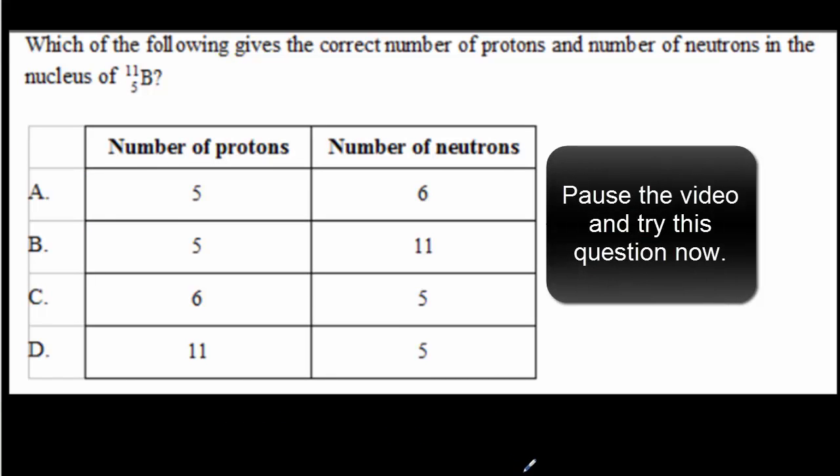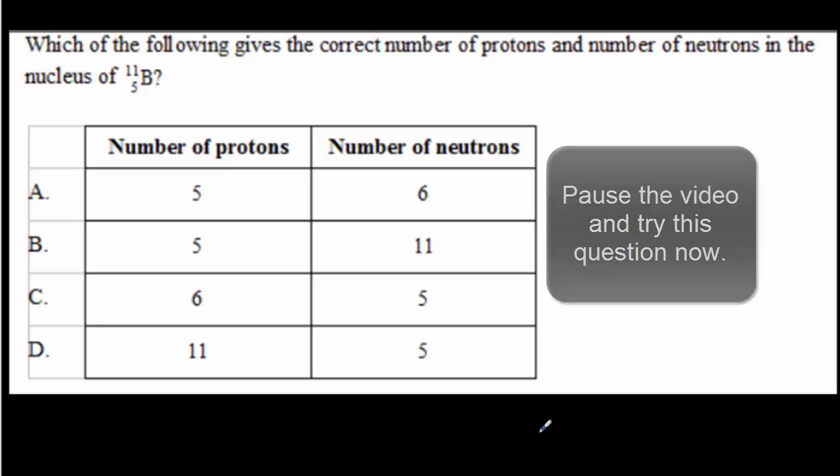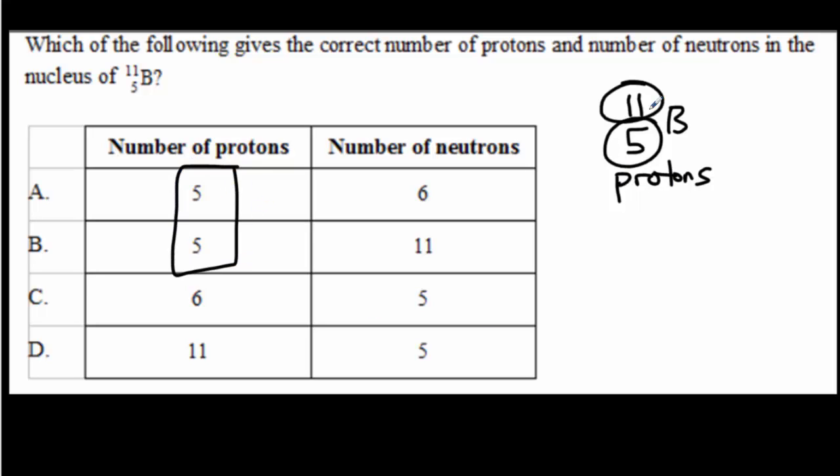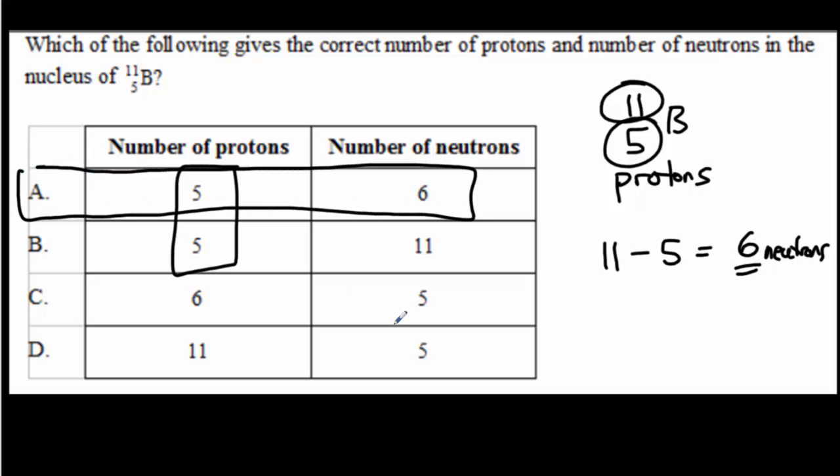Let's review with a few IB questions. Pause the video, try the question, come back for the answer. So we've got boron 11 here. And that number 5 there, that's the number of protons, the charge number or the atomic number. So our correct answer has to be A or B. This number on top, the mass number, is the number of protons plus the number of neutrons. So if we take that 11, the number of nucleons, and subtract off those nucleons that happen to be protons, we're going to be left with the number of neutrons. So the correct answer here is going to be A. There's 5 protons and 6 neutrons.